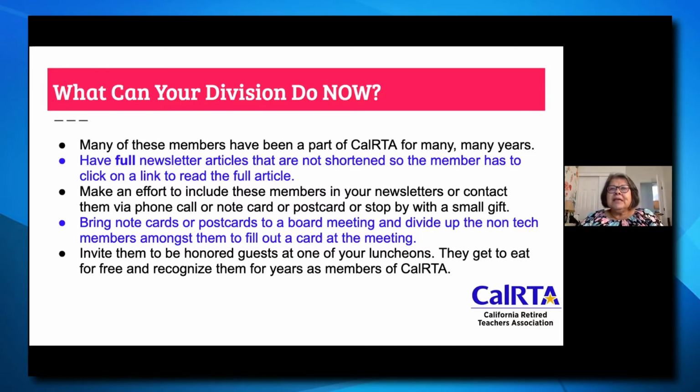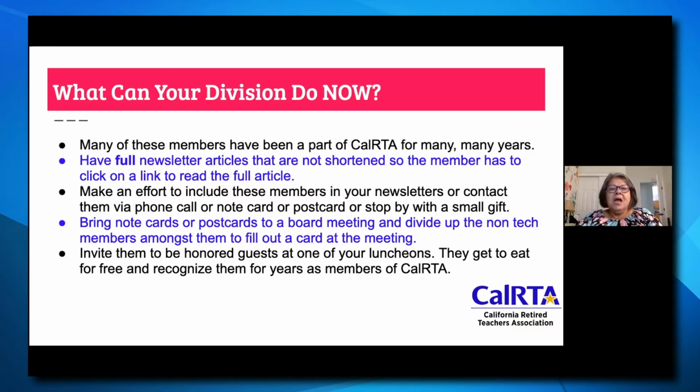When members receive things that are personal, many of them write back and tell you how appreciative they are of this note or postcard or small gift. It's not difficult to do. It takes a little bit of time, but if you just organized it, I think it would be very well received.